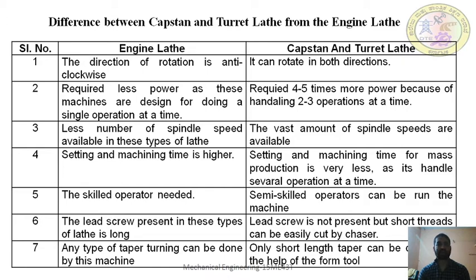Fewer spindle speeds are available in the engine lathe. The spindle speeds on the headstock side are very limited in the case of the engine lathe. But in capstan and turret lathe, a large number of spindle speeds is available.